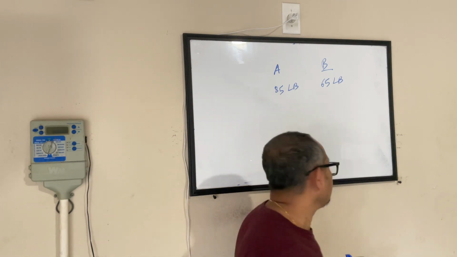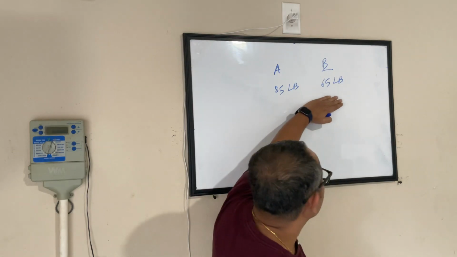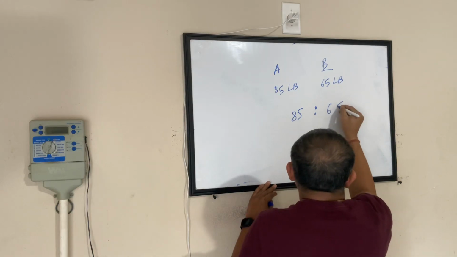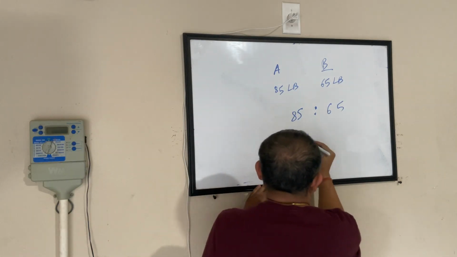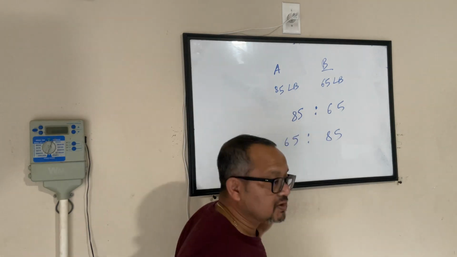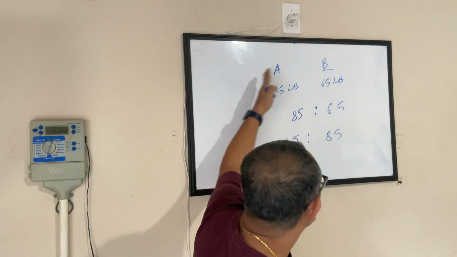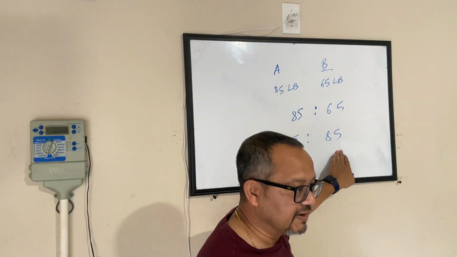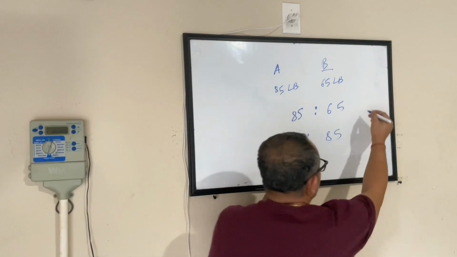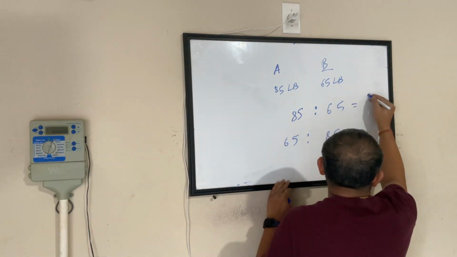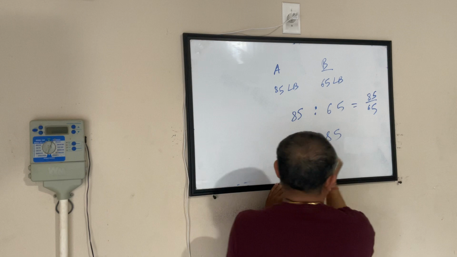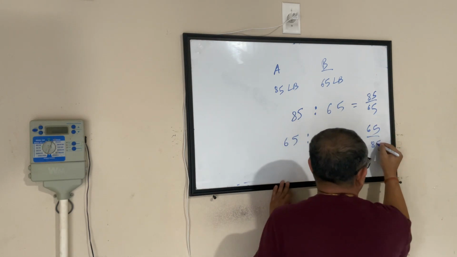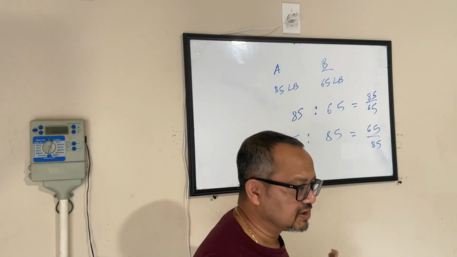Now, when I have to find the ratio of the weights, it will be 85 is to 65 or 65 is to 85, depending on which one we want to keep as a base. If I say A to B ratio, this will be the case. If I say B to A ratio, this will be the value. And you can always represent this in fraction form. 85 to 65 is nothing but 85 by 65, and 65 to 85 is 65 by 85. Is this part clear so far? Nothing new, right?